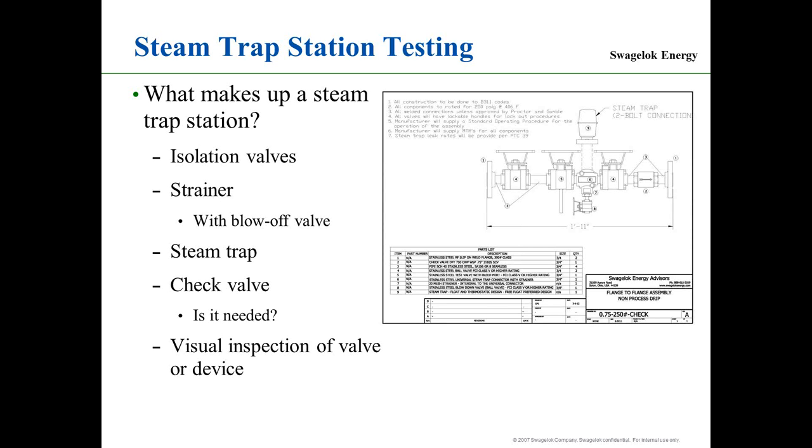Strainers. All steam traps must have strainers ahead of them, typically ahead of them or internally, some method to remove the corrosion material away from the steam trap. One of the biggest failures with steam traps is corrosion material. People say dirt. It's not dirt. It's corrosion material. And then again, the steam trap.